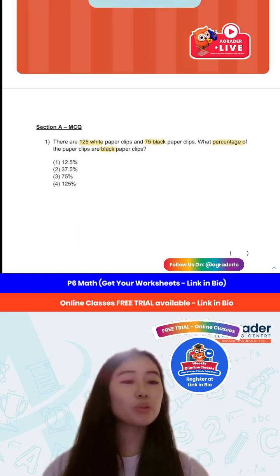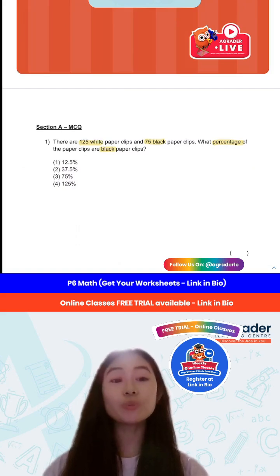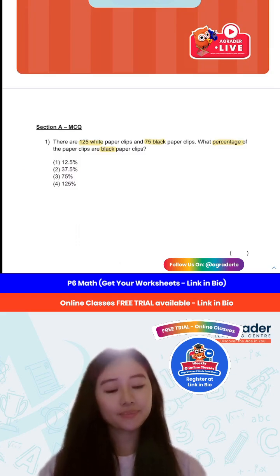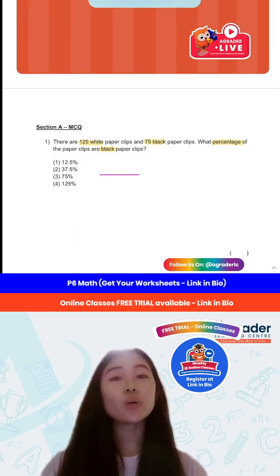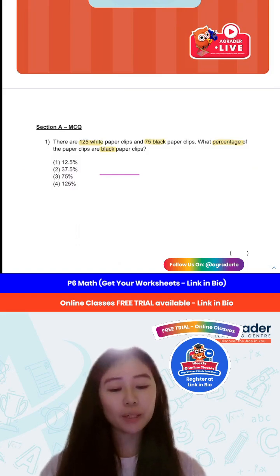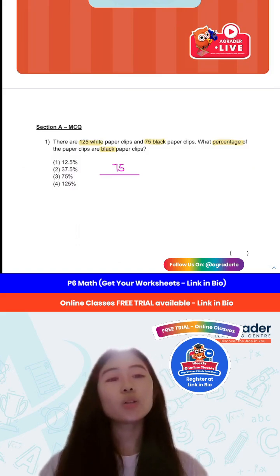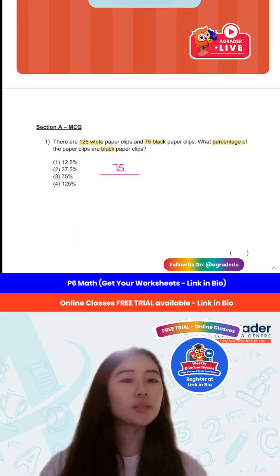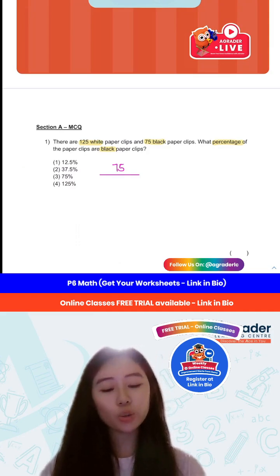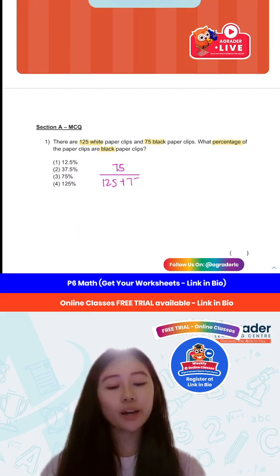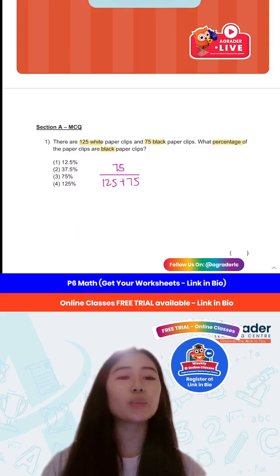Okay, so seems like most of you say it's option 2. Let's check whether you guys are correct. I'm going to form a fraction first. My numerator will be the number of black paper clips, which is 75. Now your denominator should be the total. Yes, Lawrence, you're correct. So I should be using 125 plus 75 to get the total. So that's your denominator.